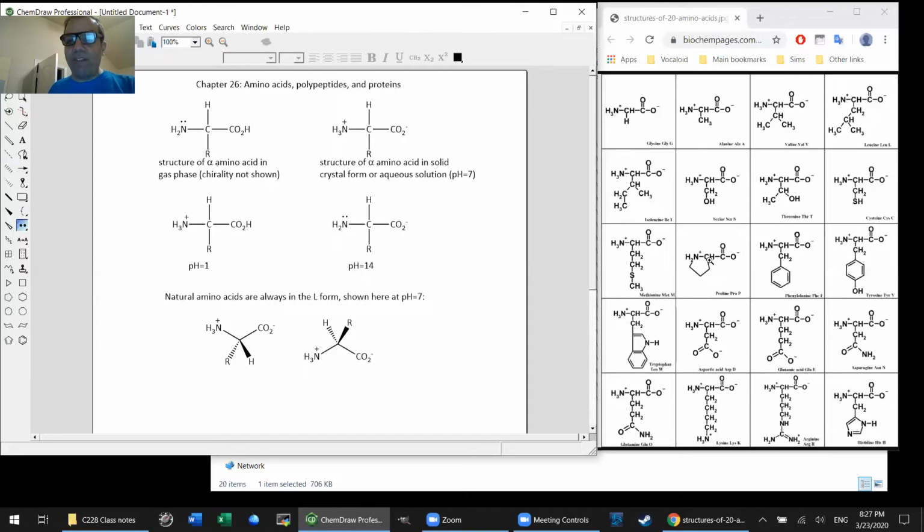Proline's an odd one, isn't it? It's the only one where the side chain and the amino group are connected to form a 5-membered ring. So that will certainly have its effects on protein structure.